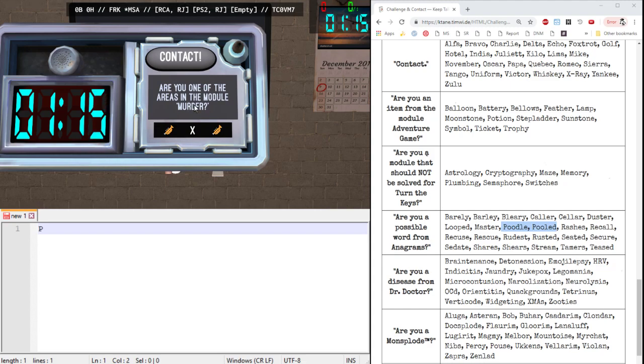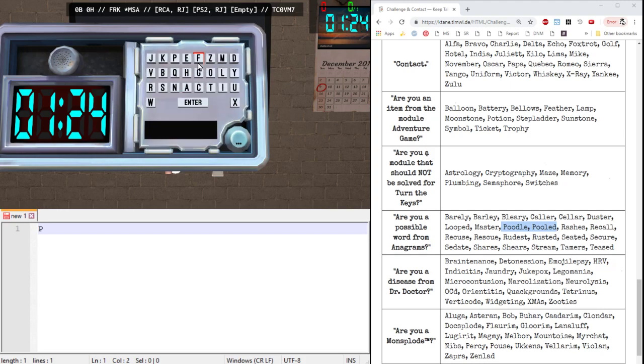On the other hand, are you one of the areas in murder? X, 24, plus 3 will give me 27. 3 is C. C is for conservatory. Contact. Challenge. Let's say I misspelled conservatory. It's time to stop. It doesn't like it when you put in too many letters, as a side note.